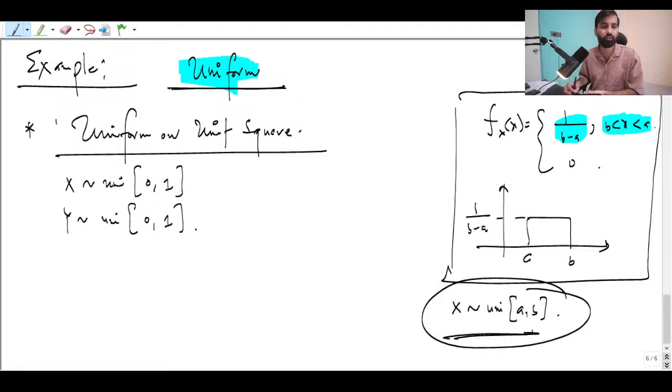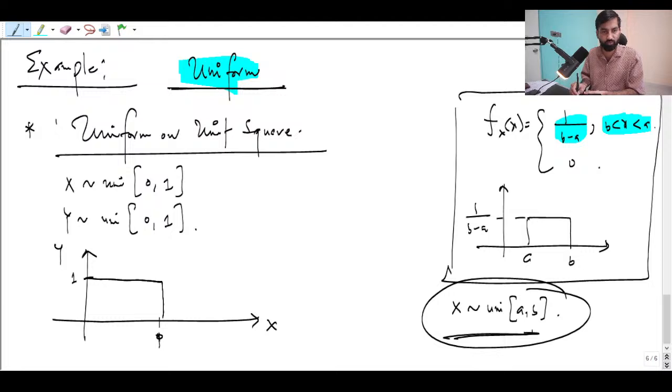You can quickly draw the picture. This is x and this is y. So x takes the value 0 to 1, and y takes the value 0 to 1. This is going to be your region of support. Region of support should always be positive. That is very important to remember.